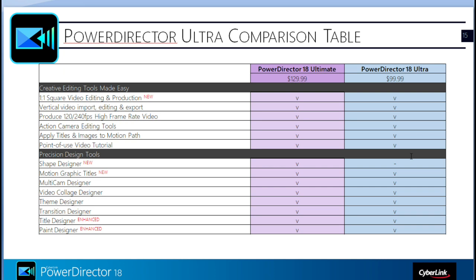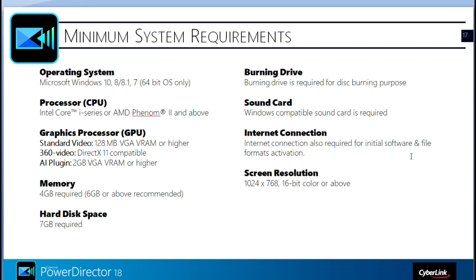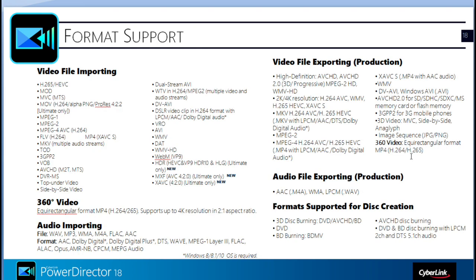So the difference in the features of PowerDirector Ultra and Ultimate, it's a comparison table. You can take a look in detail. And here are the minimum system requirements that you need, and here are the supported file formats. So it supports a wide range of video file formats you can import, and a wide range of video file formats you can produce. Audio file exporting format support for disc creation and 360-degree view, even audio importing is available in a file format.